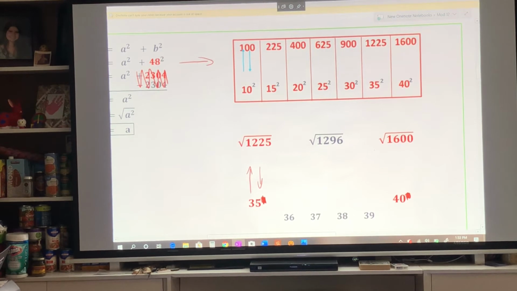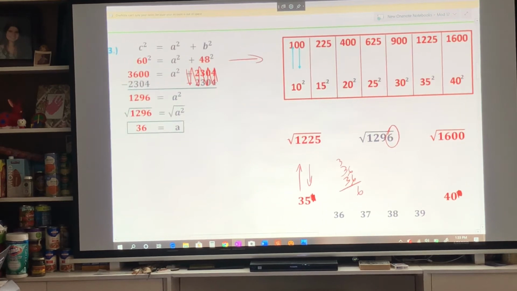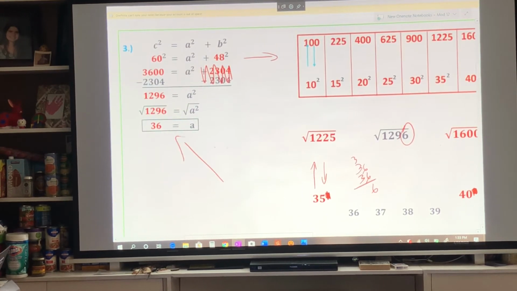36, 37, 38, 39. If this is a perfect square and it ends in 6, if I squared 36, 36 times 36, it ends in 6, that's going to be the answer, 36. That's what we had right here. If it's not, and you had to do it by hand, that's when you got to start squaring some stuff. And that takes longer. Okay, let's do number 6.